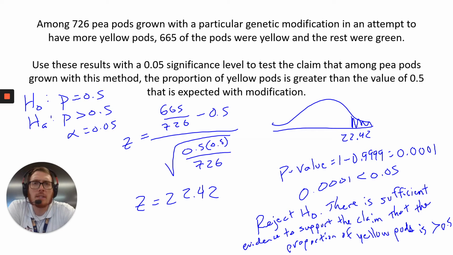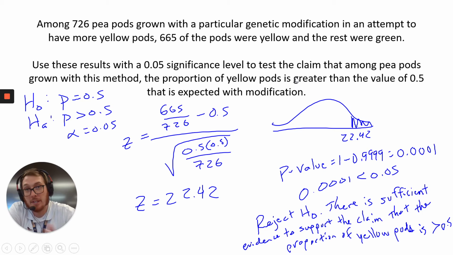We're going to go through a few examples in their entirety. There's a lot of information here and a lot of wording that we have to look at, but this covers everything that you have to go through in order to have a successful answer on a lot of these questions. So this says among 726 pea pods, that's n, we're trying to genetically modify more yellow pods, and 665 of my 726 were yellow and the rest were green. Use these results with a 5% or 0.05 significance level to test the claim.